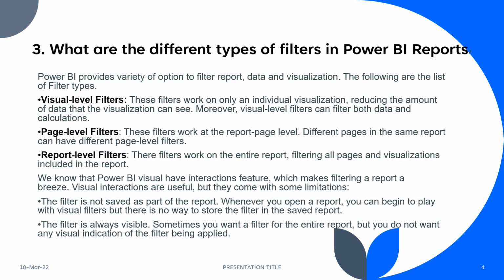Question number 3. What are the different types of filters in Power BI? Guys, this is a most important question. The answer is Power BI provides a variety of options to filter reports and data visualization. The following is the list of filter types. Filter 1. Visual level filters. These filters work on only an individual visualization, reducing the amount of data the visualization can see. Moreover, visual level filters can be on both data and calculation.